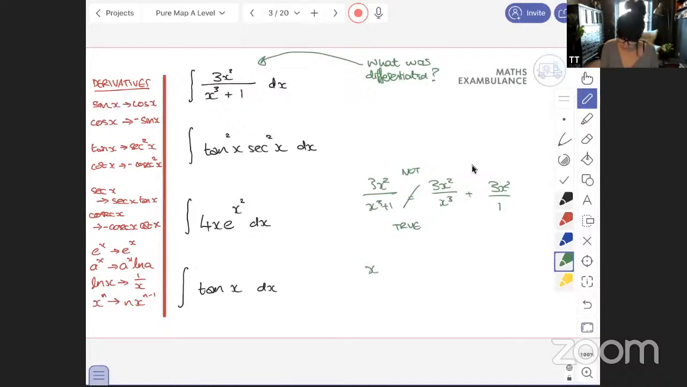If I had x cubed add 1 all over 3x squared, and I did x cubed over 3x squared, and 1 over 3x squared, that's true. But it has to be a V shape, not an upside down V shape. Okay, 15 more seconds. Just have a look at them.